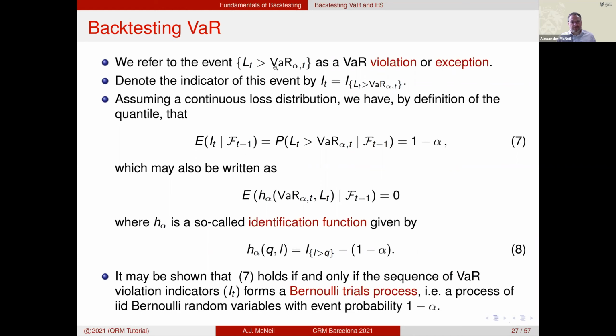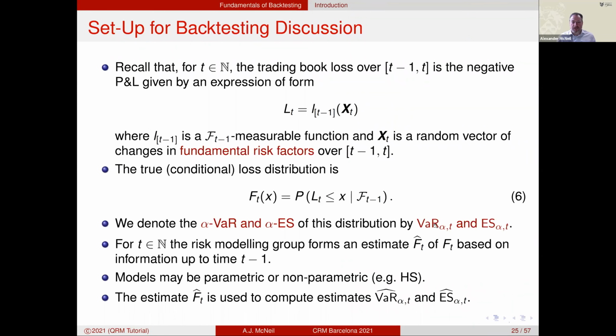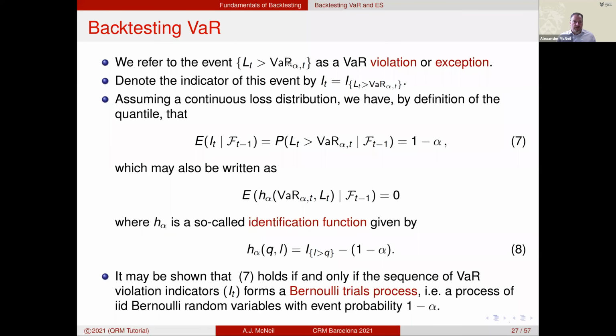This event here is a violation of the theoretical VaR, because VaR alpha t, if I go back, that was the quantile, or the conditional quantile of the conditional loss distribution, which we don't know. There is a true one underlying the data, but we don't know exactly what it is unless we've simulated it. So this is the theoretical VaR.